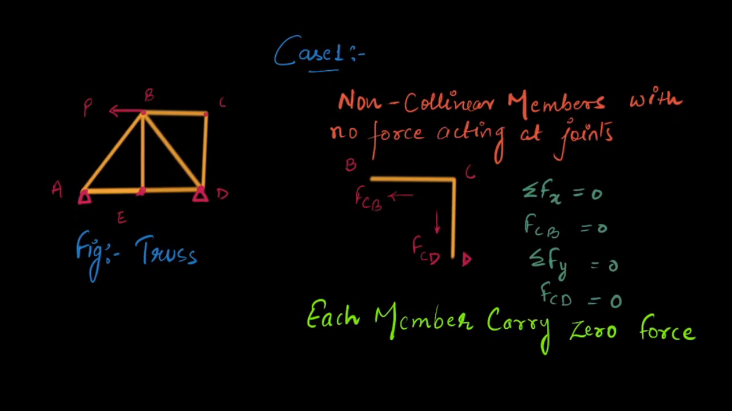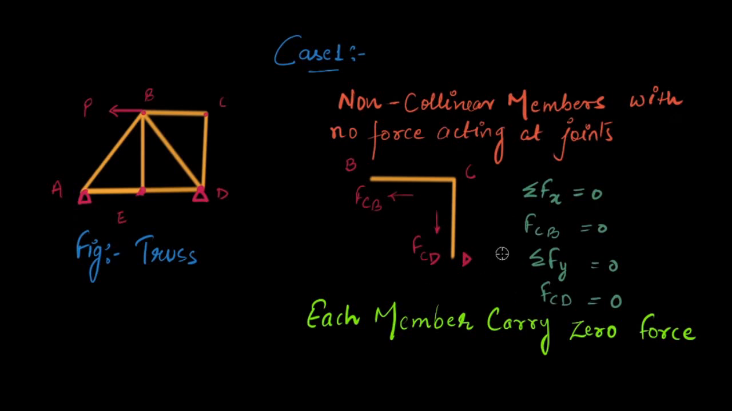Now let us draw a free body diagram of the segment BCD. FCB is the force in the member BC and FCD is the force in the member CD. If the truss is in equilibrium, the summation of all the forces in the x direction for segment BCD is equal to 0. There is only one force, which is FCB. So FCB is equal to 0. Similarly, for the y direction, the summation of all the forces in the y direction is equal to 0. There is only one force, which is FCD. So FCD is equal to 0.